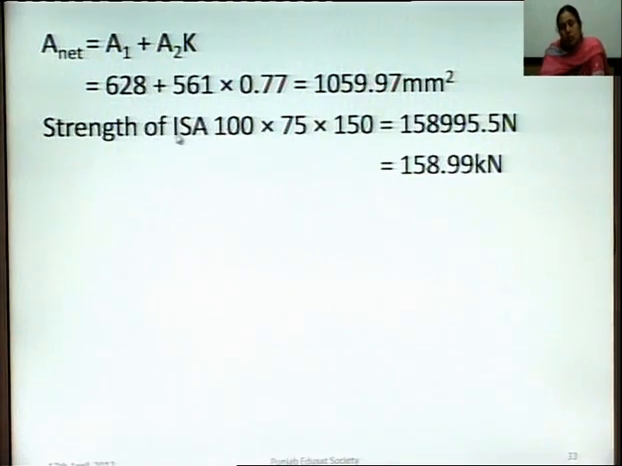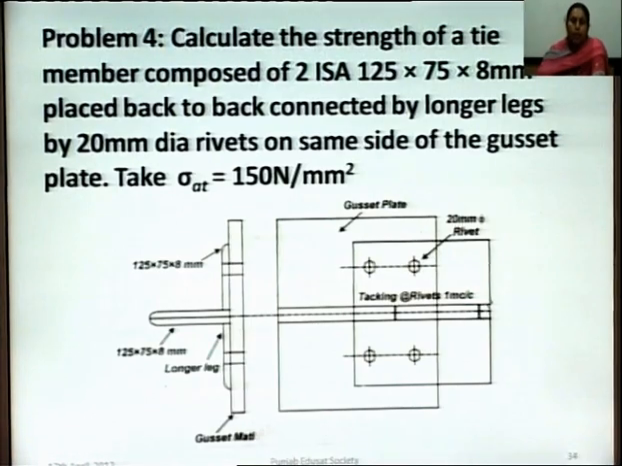Then the strength of the Indian standard angle is area of the member into 150, which is the permissible tensile stress. So, it will be 158.99 kilo Newton. So, this was the example when we have single angle. Now, we have another example, that is when we have two Indian standard angles.